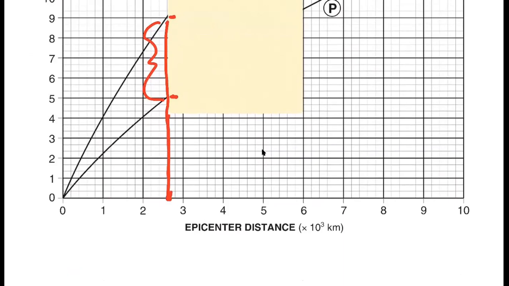So again, let's say that one more time. Let's say I'm in Dallas, Texas, and I have a P wave that gets to me and I feel the earth shaking, and then I get that little delay and then the S wave comes in 4 minutes later. That means that I am exactly 2,600 kilometers away from that epicenter. So that's how we use this chart.